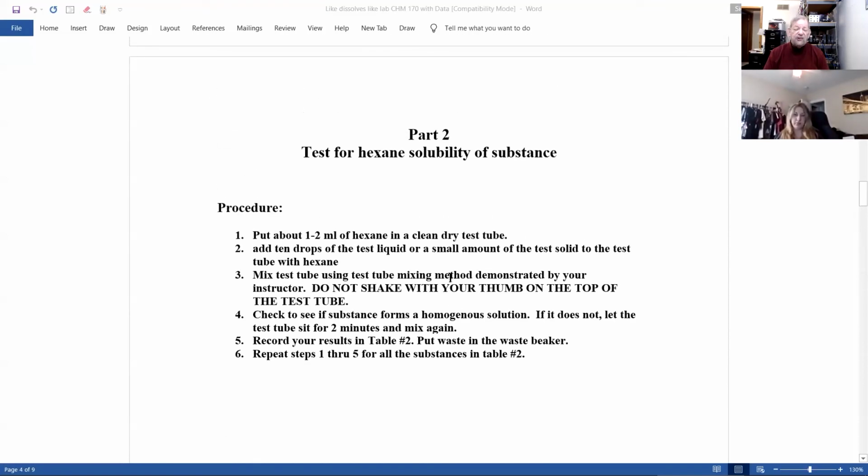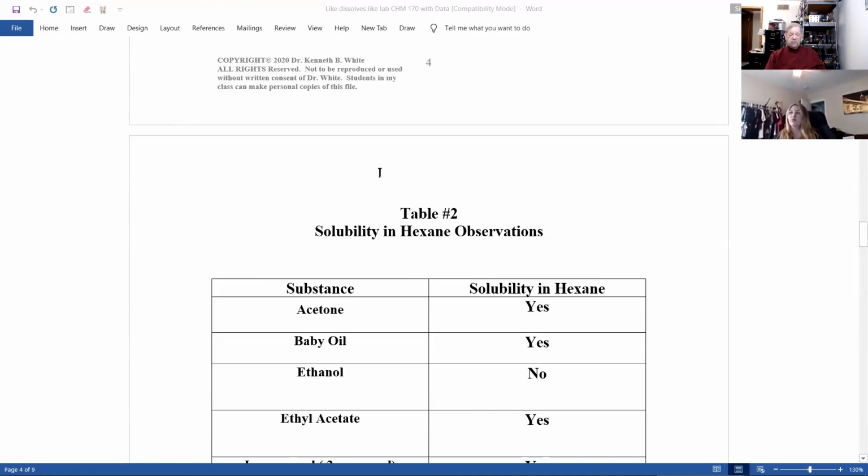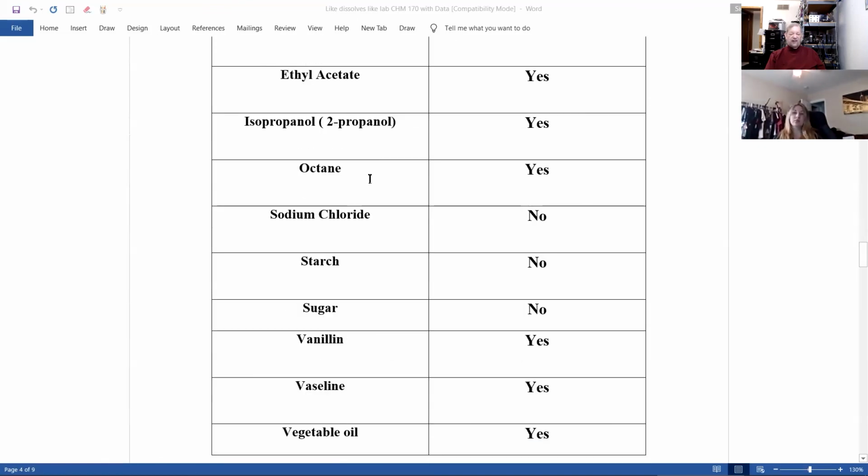Now, in part 2, you'll do the same thing, but instead of using water in the test tube, you'll have hexane. Fill it about this much of the test tube, and then put a small amount of whatever you're going to test, shake it, or I tell you face to face, use the vibro mixer, and then mix it, check and see, is it homogeneous or not? And if it is, it's soluble, it's the same polarity as the solvent you're putting it in. Hexane, nonpolar, water, polar. And here's the results.